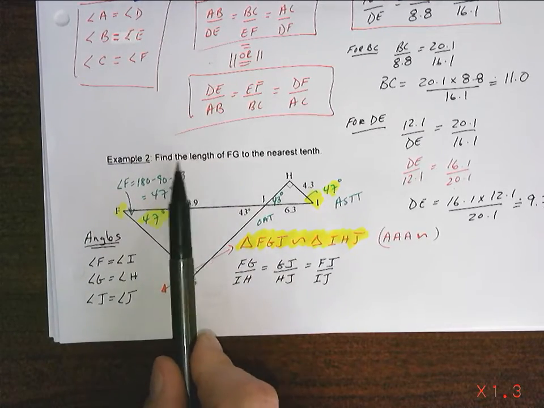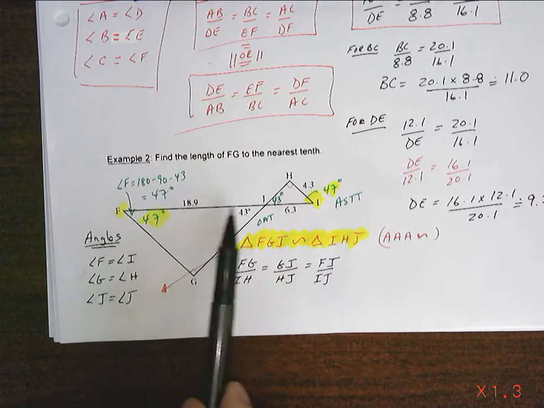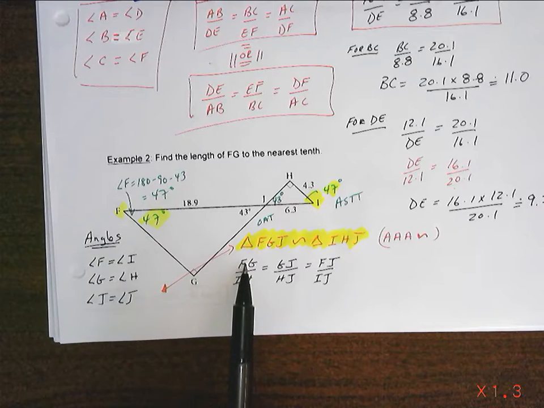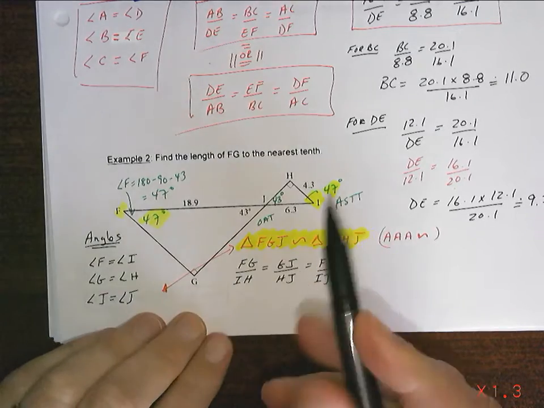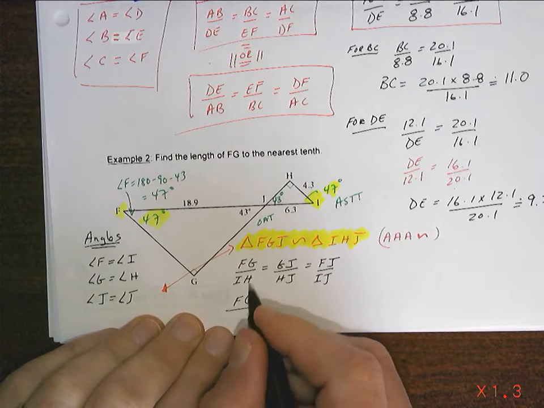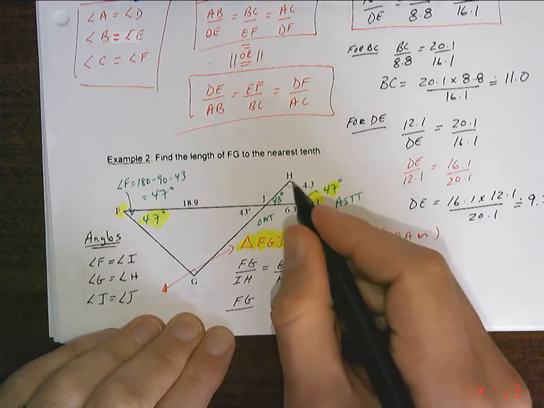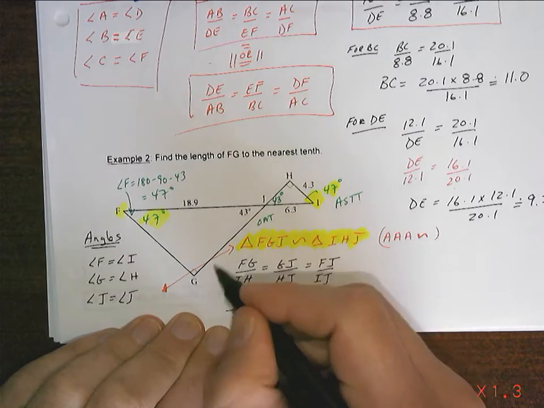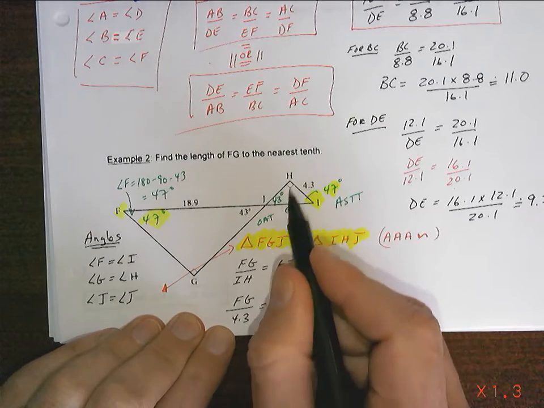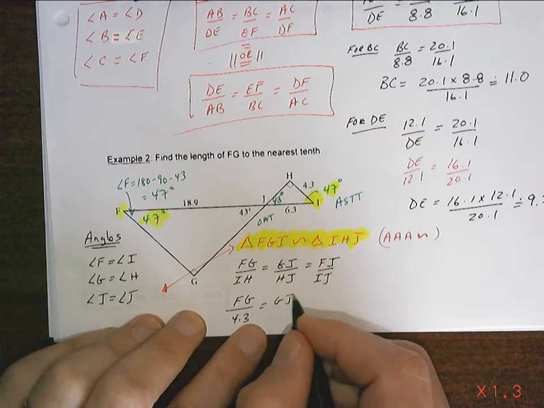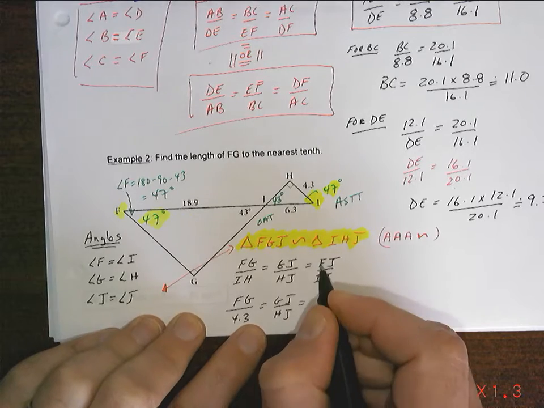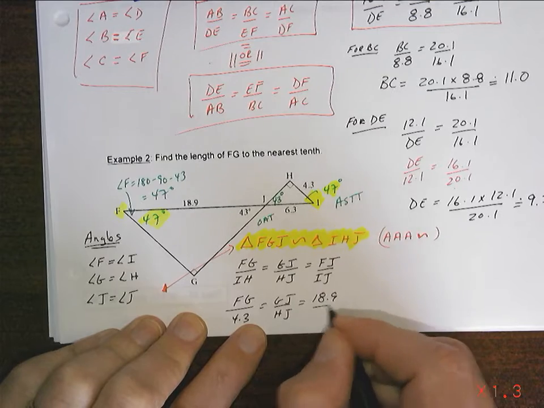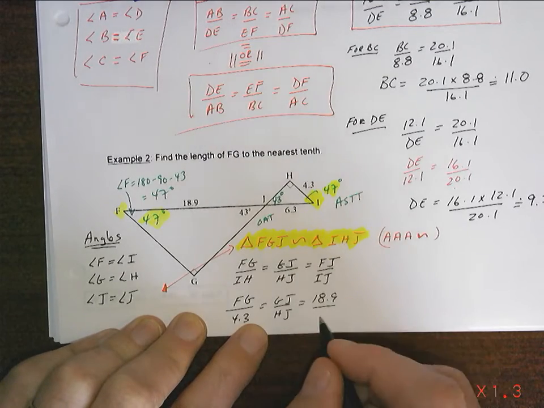Find the length of FG. There's F, that's FJ, no. FG, oh, they want this one. They want FG. Oh, okay, well, if they want FG divided by IH, which is 4.3, it's going to equal GJ. I don't know GJ, and I don't know HJ. So this one's no good to me. GJ and HJ don't help at all. FJ. Hey, FJ is 18.9. That's cool. And IJ. IJ is 6.3.